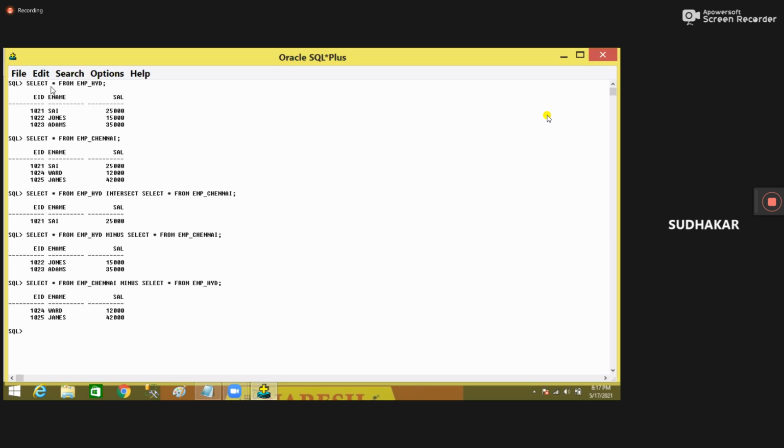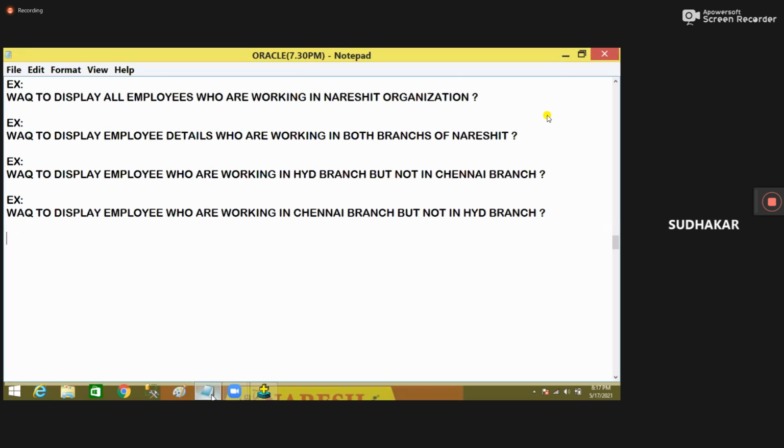Now let's see. Now Chennai people are coming out. Who are these Chennai people? Ward and James, but Sai is not showing, because Sai is working in Hyderabad also. I wanted only Chennai people, so Ward and James. So these are your set operators, guys, and how we are going to use them in our database tables. On database tables, now we get some idea how it works.